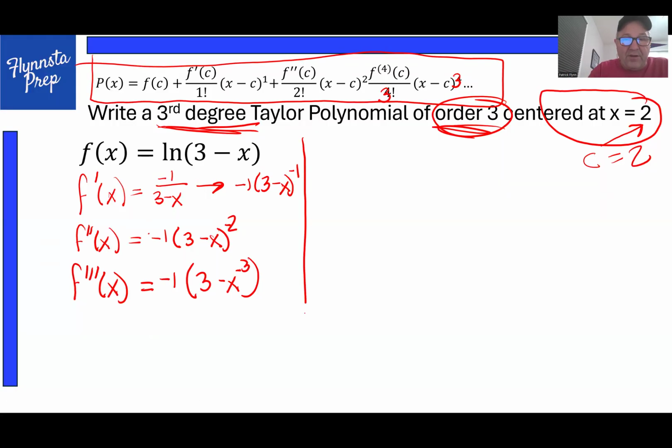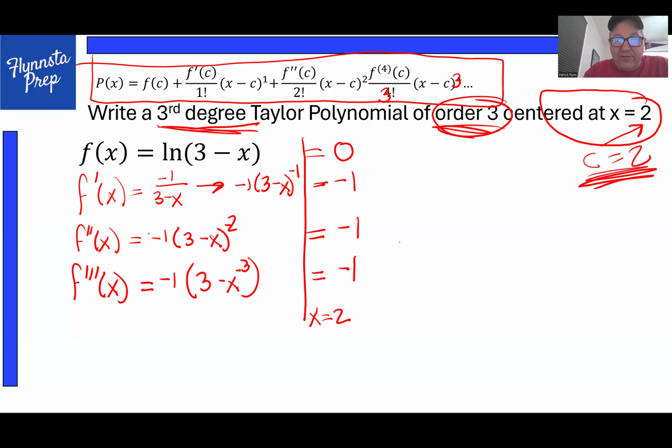We're going to evaluate all of these at x equals 2, right? Because that's what our center is going to be at. Well, the natural log of 3 minus 2, 3 minus 2 is 1. Natural log of 1 is 0. This will be -1. This will be -1. This will be -1.